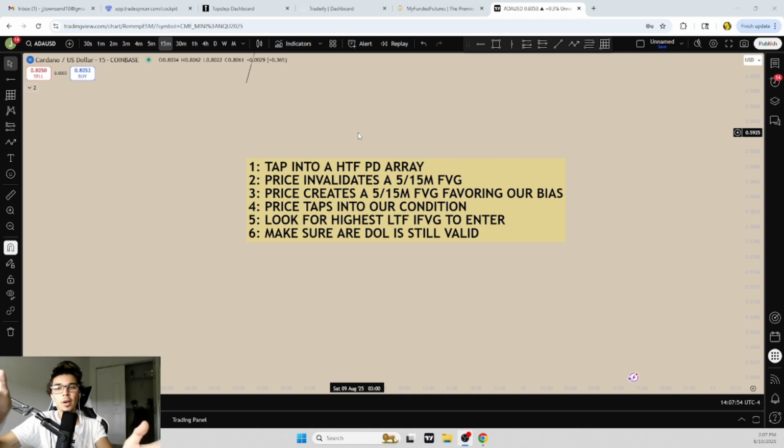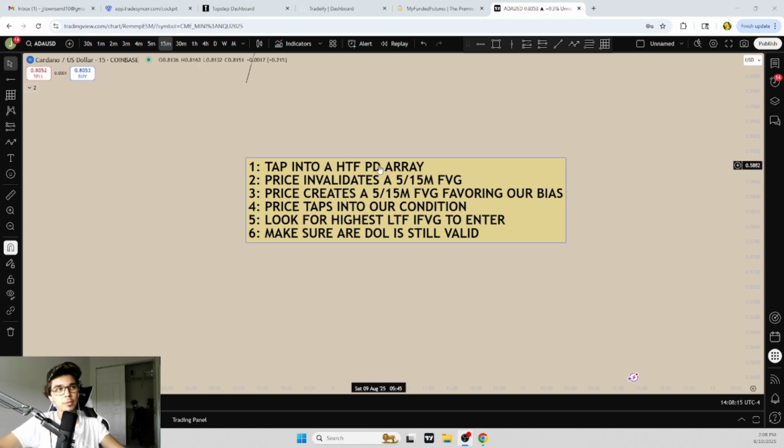We always want to have our higher time frame narrative in our general direction. So that is going to be step one, right? Wait for price to tap into a higher time frame PD array. Step two, price then invalidates a 5/15 minute fair value gap. So for bullish, we want to disrespect a 5/15 minute bearish gap. And for bearish, we want to disrespect a 5/15 minute bullish gap, right?